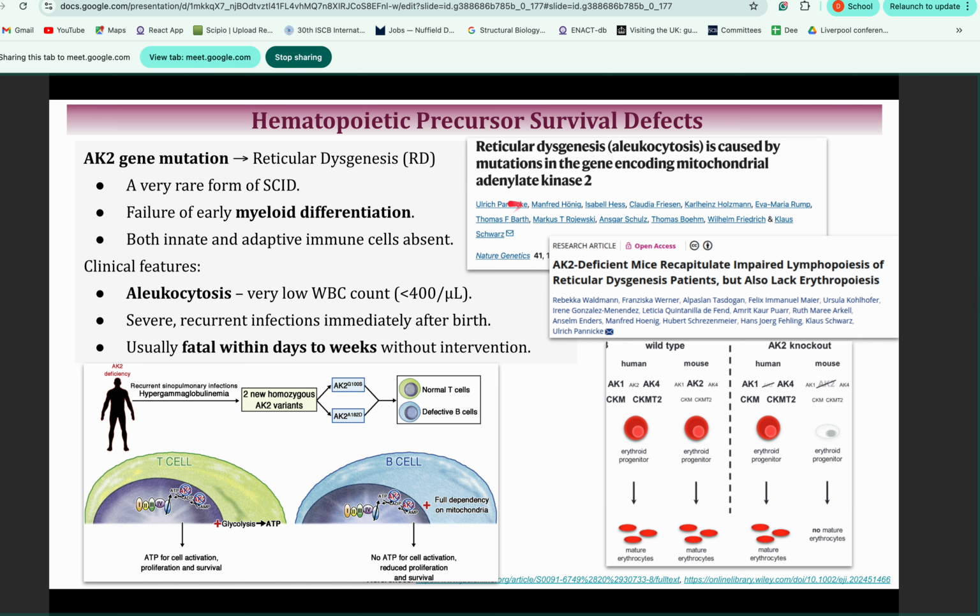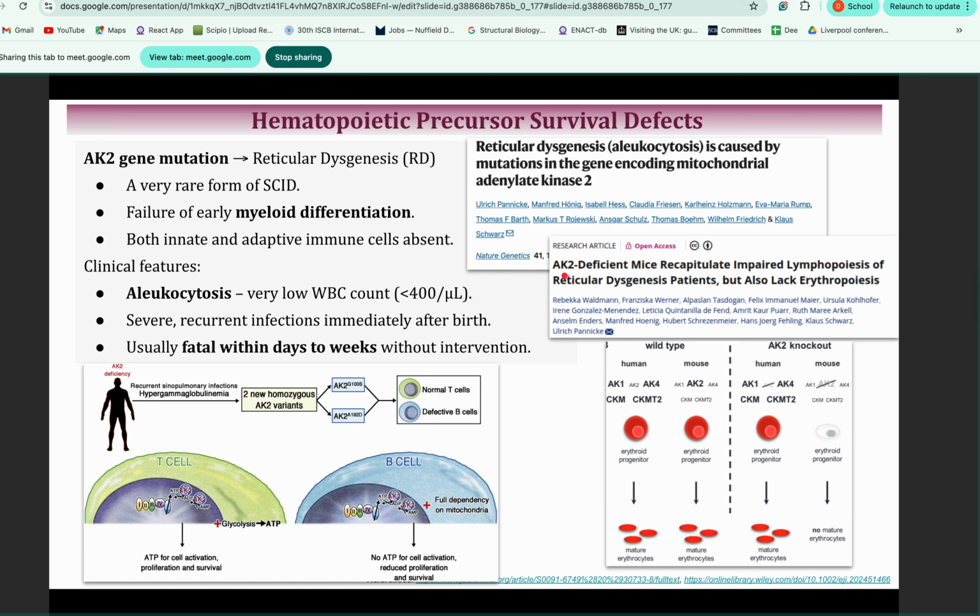And this AK2 is the adenylate kinase 2. If you want to read it in detail, you can go through this paper, in which they have mentioned how the mutation in this gene leads to reticular dysgenesis, which is also known as aleukocytosis, which means low count of WBCs. And then there is another paper in which they have looked into the AK2 deficient mice, which recapitulate the impaired lymphopoiesis of reticular dysgenesis patients, but also lack erythropoiesis.